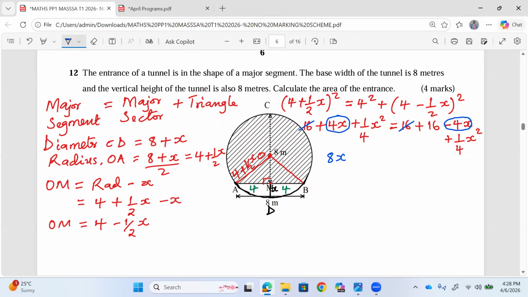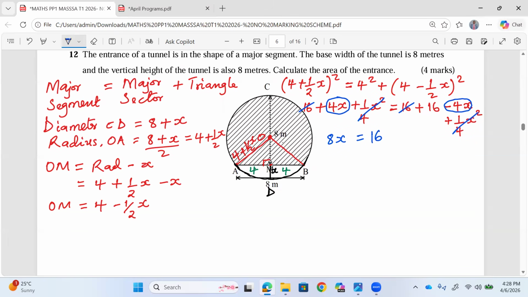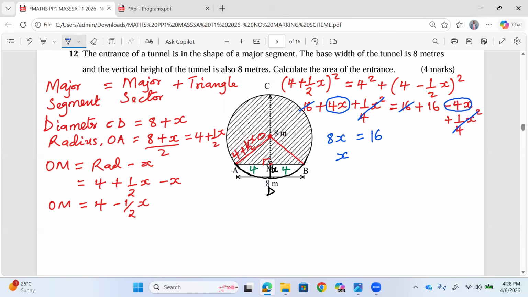That is clear. Then we can say a quarter x squared. And on the other side, there is a quarter x squared. That becomes a 0. And on this side, we are remaining with 16. So the value of x is exactly 2 because we are supposed to divide through by 8. The value of x is 2.